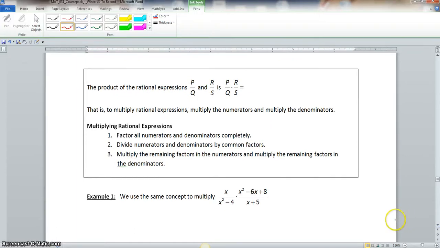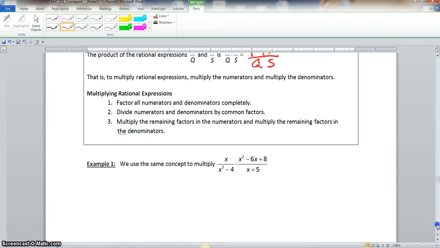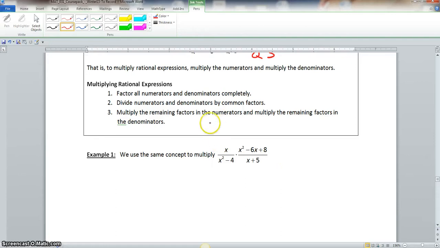Now it says here, the product of the rational expressions P over Q and R over S is P over Q times R over S, which is equal to, we could put PR all over QS. That is, to multiply rational expressions, multiply the numerators and multiply the denominators. And then it says factor all numerators and denominators completely, divide numerators and denominators by common factors, and multiply the remaining factors in the numerators and multiply the remaining factors in the denominators. So this is a strategy that could be used.